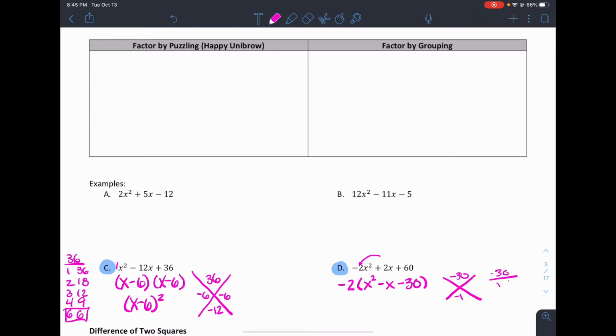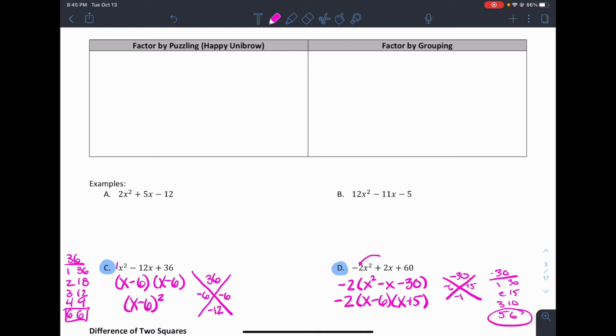So that would be 1 and 30, 2 and 15, 3 and 10, 5 and 6, 6 and 5. Okay, that's already on my list. 1 and 30 won't make a -1. 2 and 15 won't make -1. 3 and 10 won't, but 5 and 6 will, if the 6 is negative and the 5 is positive. All right, so that means that this is 2 times (x - 6)(x + 5).